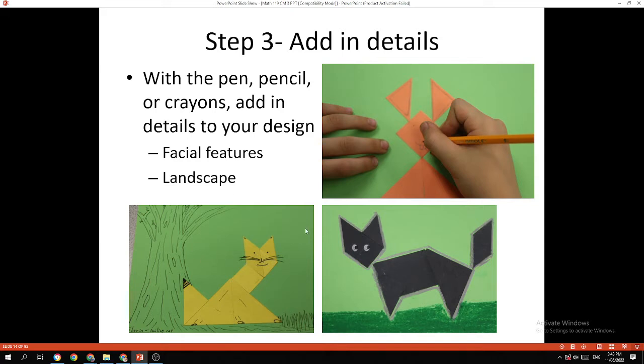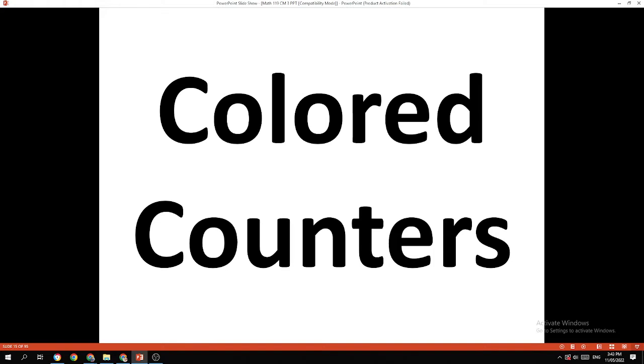Be very creative. And what I did during my first day of class, just to let my students have fun with our getting to know, I had them make a shape that best represents them using the tangrams. And it was really fun. It was a good activity during the getting to know or the first day of my math class. Okay, let's go to colored counters.